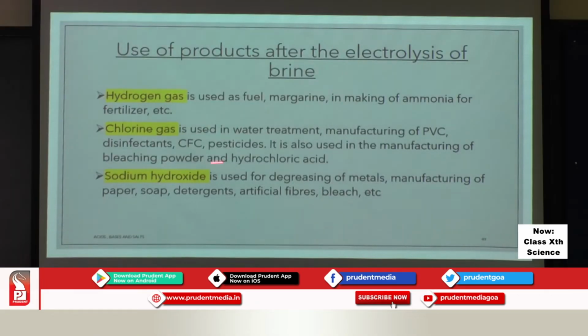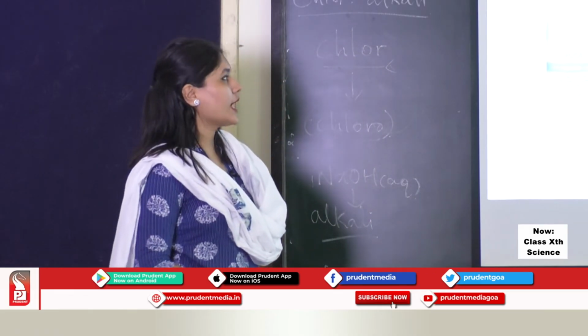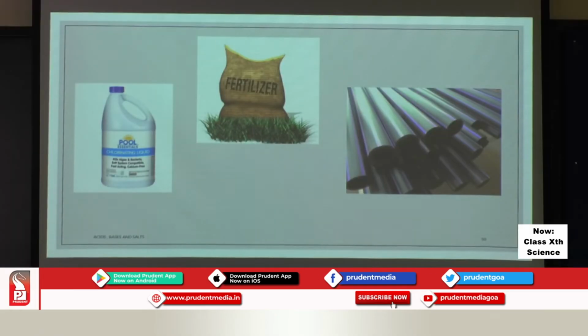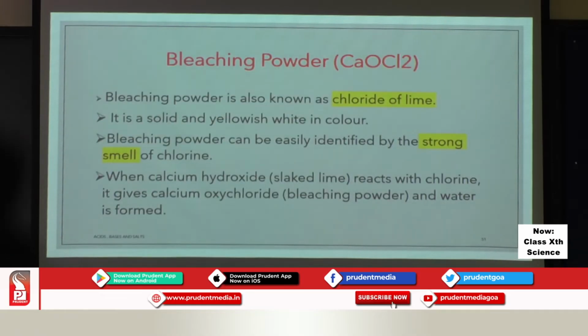Now the uses of the different products, I have already discussed with you: how hydrogen, chlorine gas and sodium hydroxide are used for various purposes. Chlorine is used as a disinfectant in swimming pools. Hydrogen gas is used in the manufacture of fertilizers in the Haber-Bosch process, then in the manufacture of plastic, that is polyvinyl chloride. So these are some of the wide applications we can find in our day-to-day life.